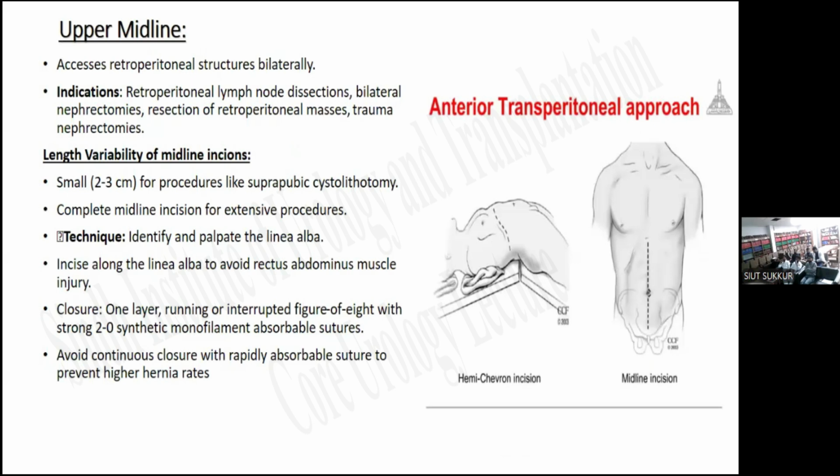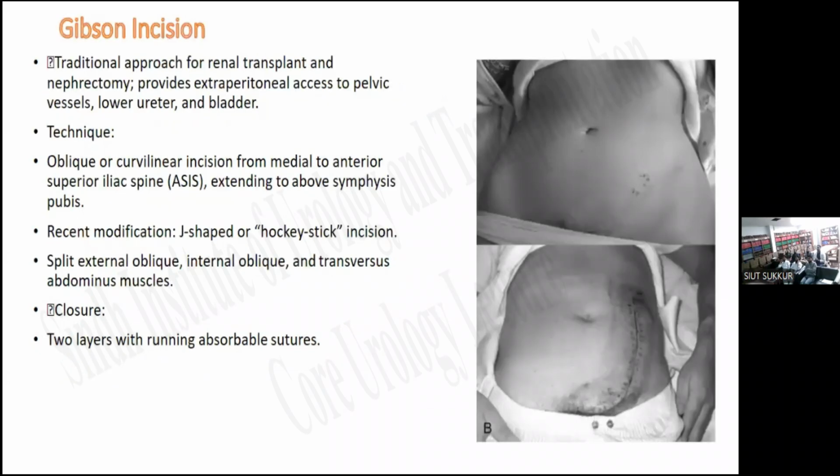The basic technique is to identify and palpate the linea alba and incise along the linea alba to avoid rectus abdominis muscle injury. Closure is usually performed using one layer, running or interrupted figure of 8, with strong number 2 synthetic monofilament absorbable sutures. Continuous closure is avoided with rapidly absorbable sutures to prevent higher hernia rates.